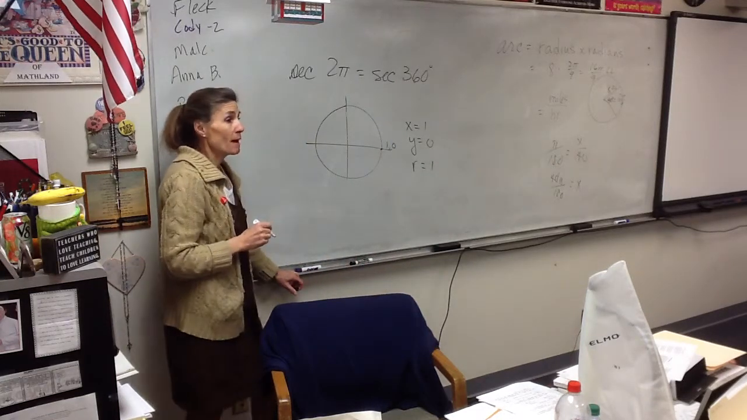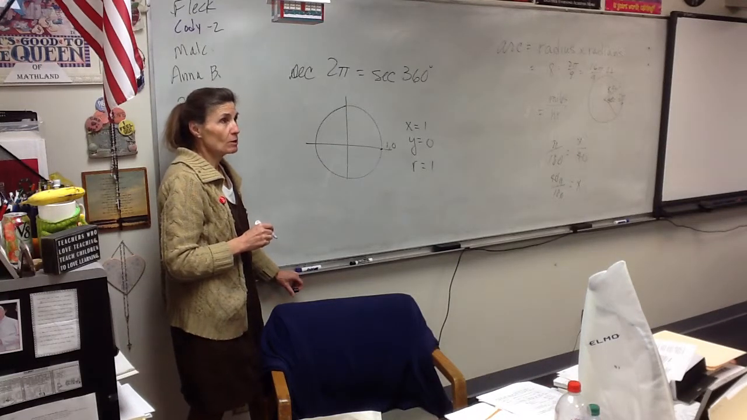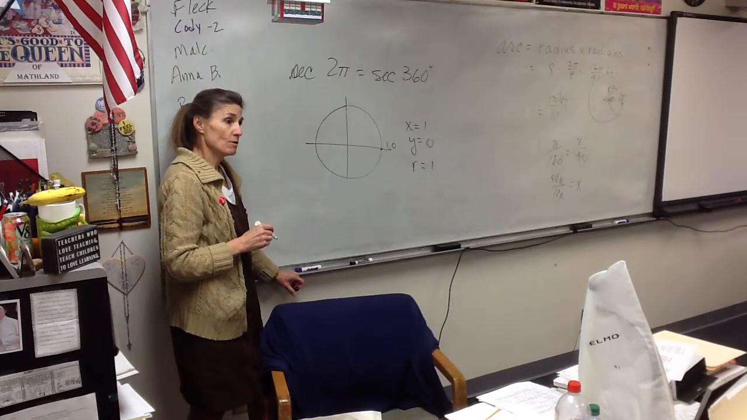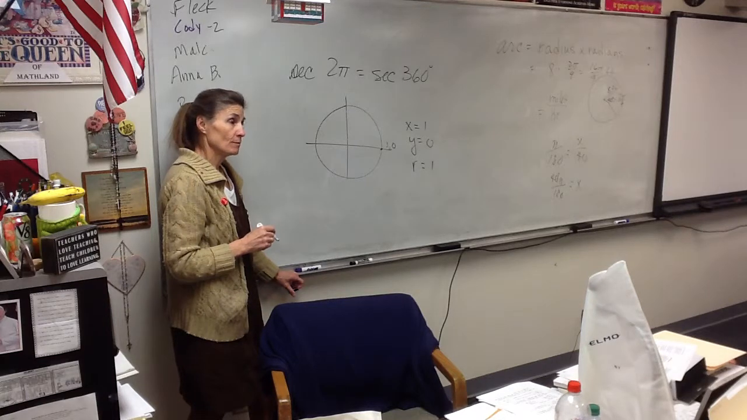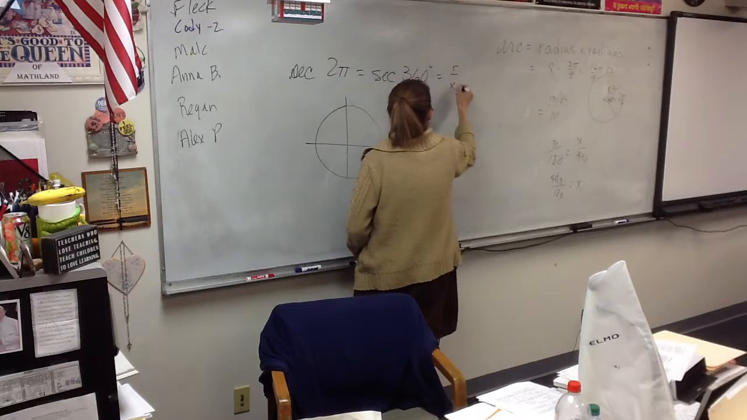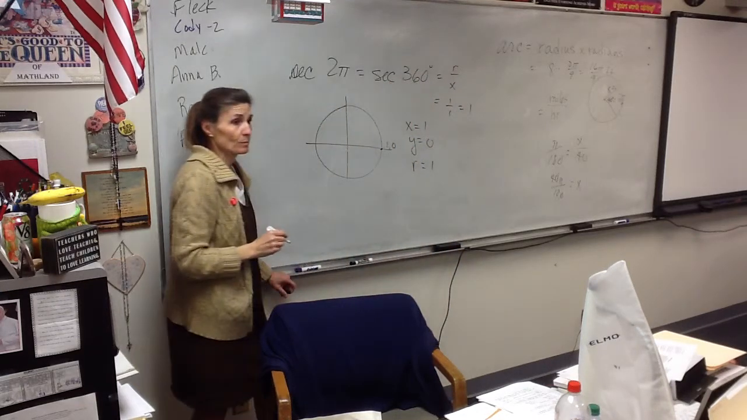What's secant by definition? Reciprocal of cosine. Okay, so what's cosine? x over r. So we need r over x. So r over x would be 1 over 1. So the answer is 1.